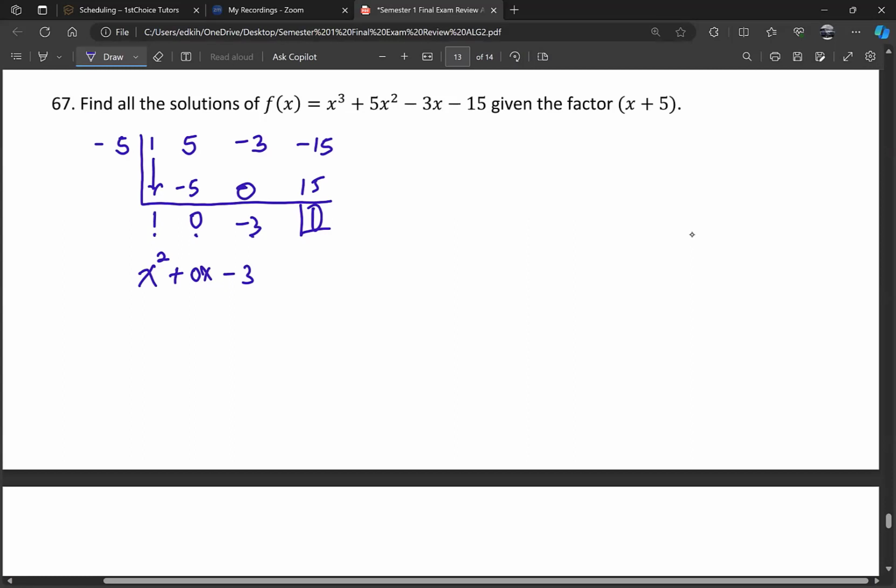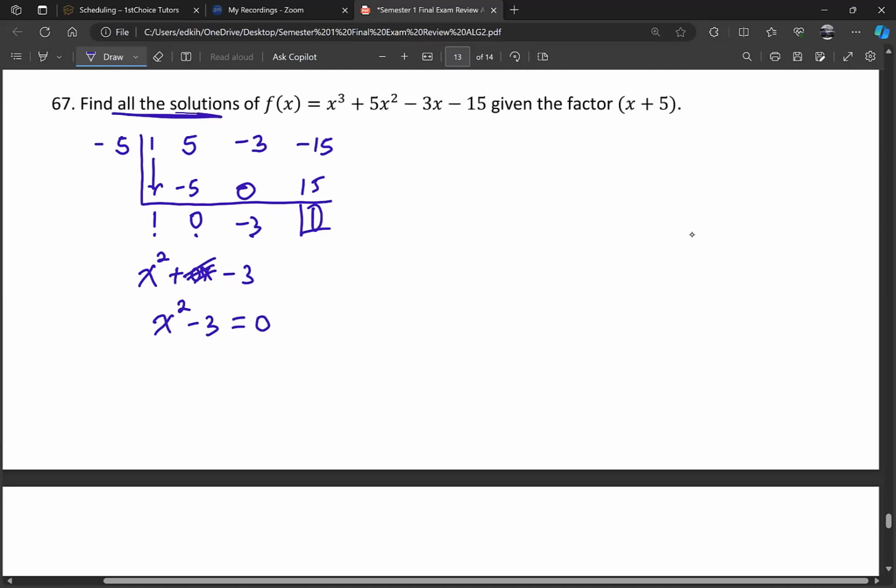These are your new coefficients. And remember, when you divide, you came from x to the third, you drop the degree by 1. So that's why we have an x squared. By the way, is there a point of me writing 0x? It's kind of silly, right? So when I eliminate that, what we really have is x squared minus 3 equals 0.